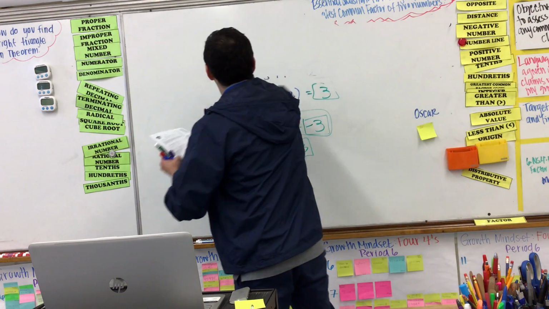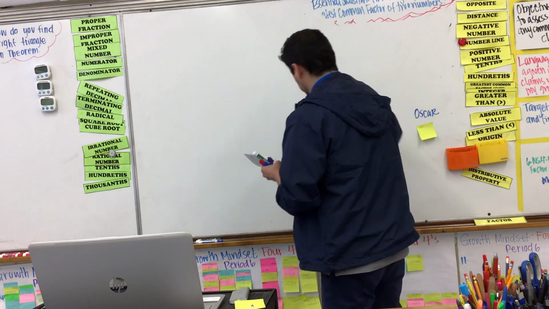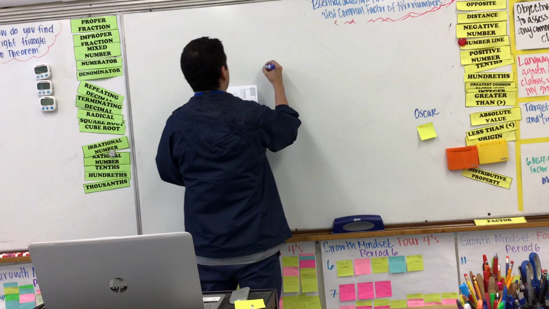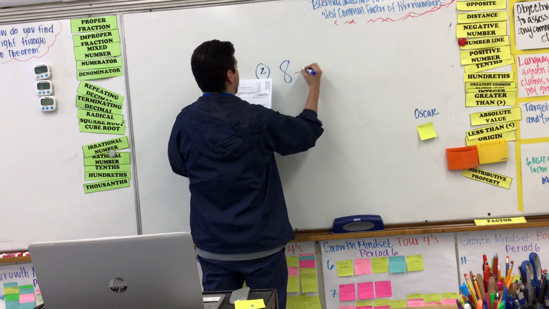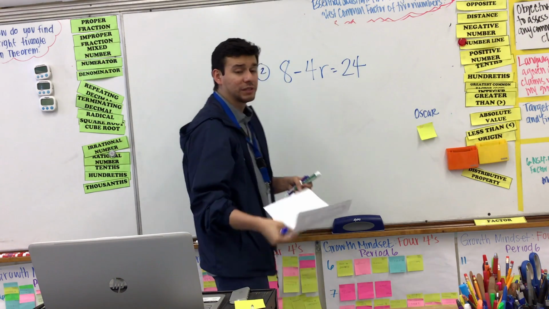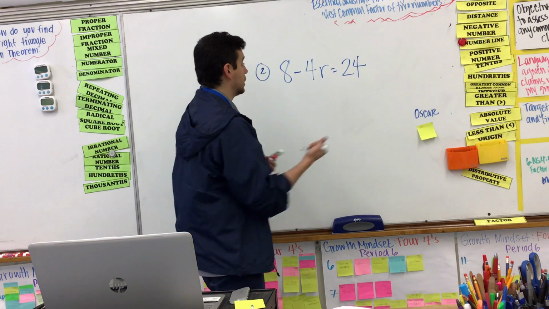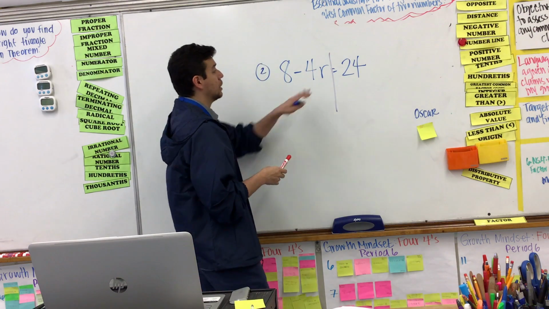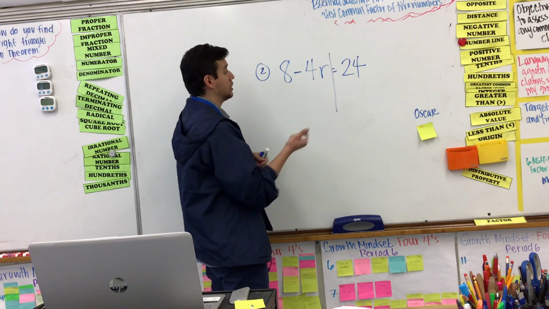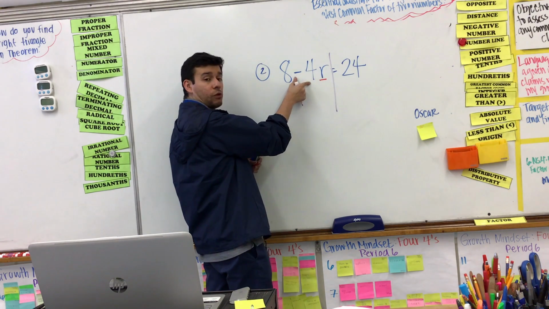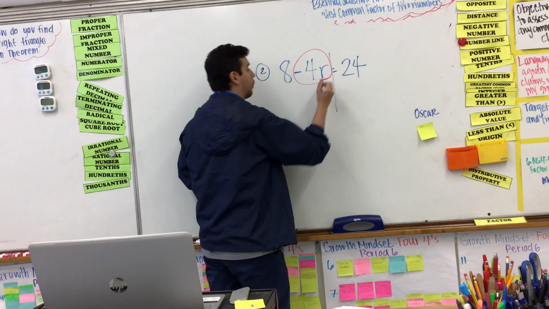Let me go on to number 2 now. Okay, number 2. This is an equation. We have 8 minus 4r, 4 times r, equals 24. So we haven't done these for a while. So the way you do this is you draw your barrier to separate your equations. So you have the right side and the left side of the equation. You circle the variable. Well, the variable is r, but there's a negative 4 attached to it. So I have to grab the whole thing.